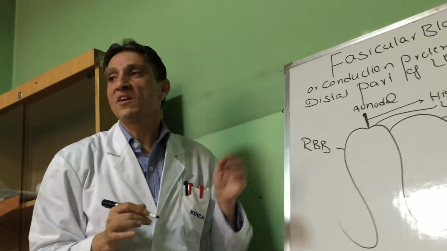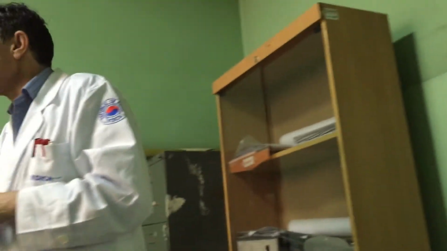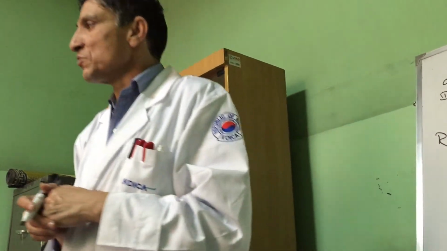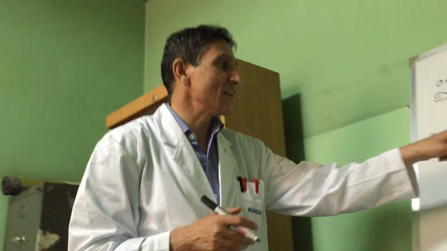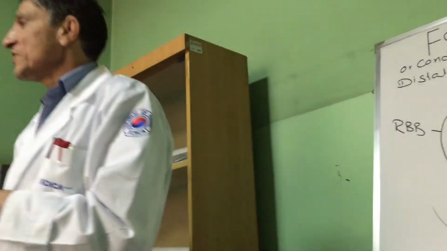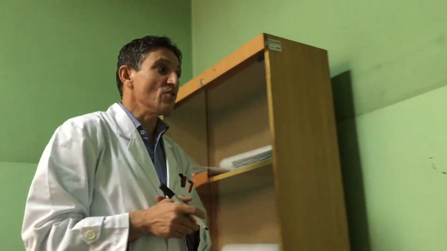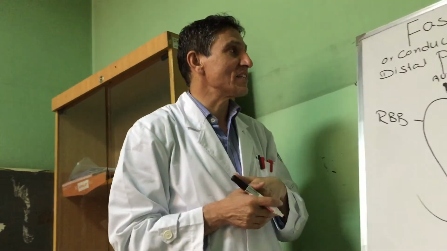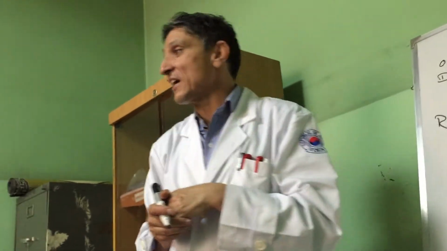So to know more the concept of fascicular block, it is very important to know the anatomy of the branches of the bundle of His. The left bundle branch is divided into two fascicles. One is the anterior fascicle, another is the posterior fascicle, and the right bundle branch has no divisions. This anatomy is essential to know the exact definition of fascicular block and the ECG changes which occur in a patient having fascicular block.